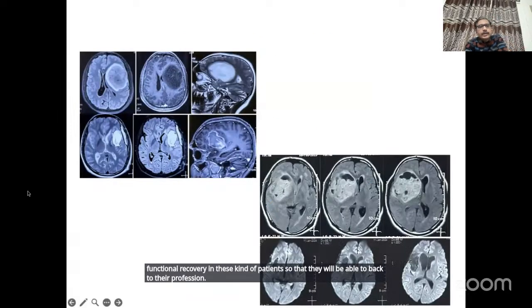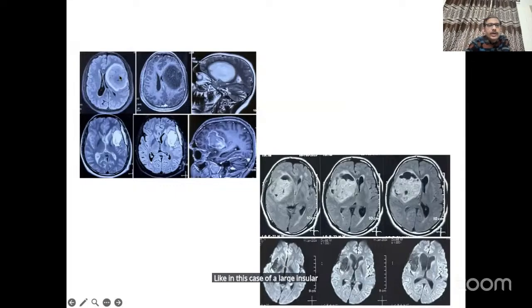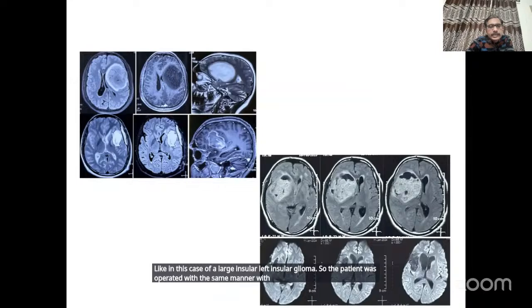Like in this case of a large left insular glioma, the patient was operated in the same manner, with the same assessment scales, with cortical mapping and subcortical mapping and monitoring, and we were able to resect the entire tumor. The patient is back to his professional life, although he has a subtle deficit in the immediate post-operative period.